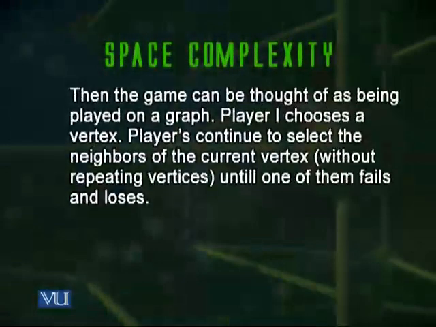Well, what does player one do? He says the name of a city or a town. So in other words, player one chooses a vertex. Players continue now to select neighbors of the current vertex without repeating vertices until one of them fails to find a new vertex and loses.